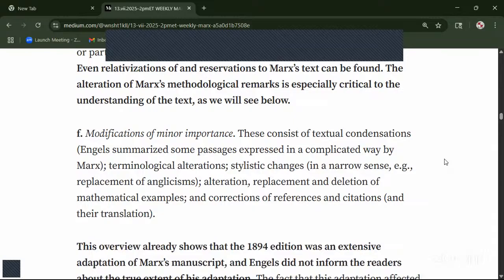F. Modifications of minor importance. These consist of textual condensations. Engels summarized some passages expressed in a complicated way by Marx. Terminological alterations, stylistic changes in a narrow sense, for example, replacement of anglicisms, alteration, replacement, and deletion of mathematical examples, and correction of references and citations and their translation.